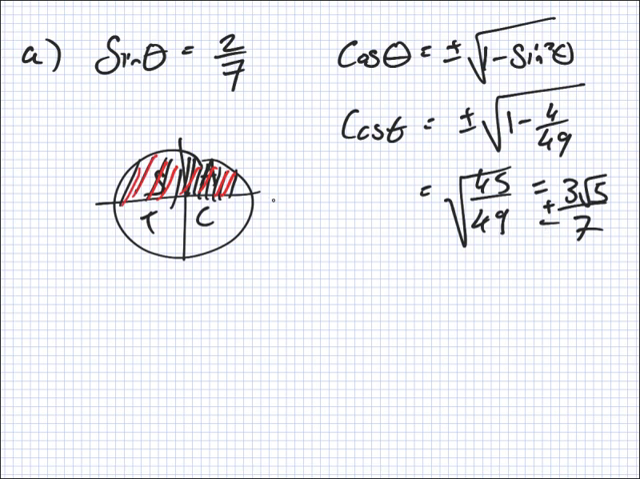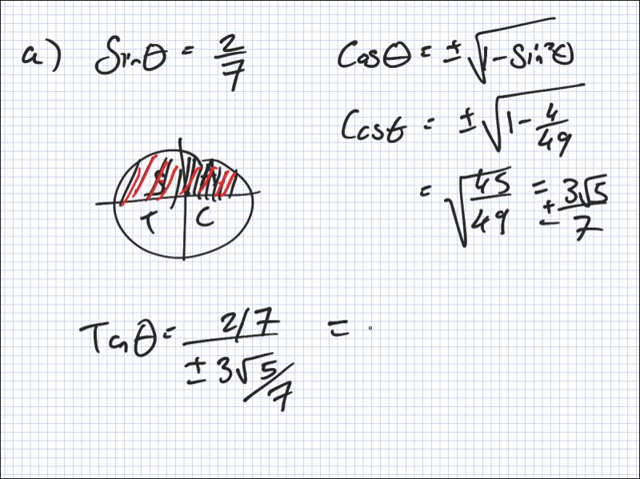Does that correspond with tan? Tan is either positive or negative. So it looks like the 2 values for tan will be 1 positive and 1 negative. So tan theta is sine over cos, and there's 2 cos's, and so there's 2 tans. I can cancel those 7's, and I'm left with plus or minus 2 over 3 root 5, which I need to clean up, because I multiply the top and bottom by root 5. So that's plus or minus 2 root 5 over 15.